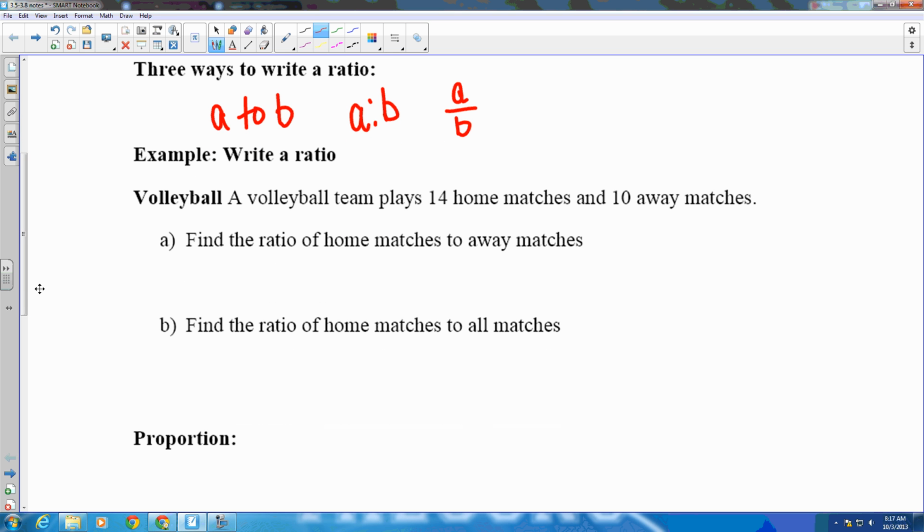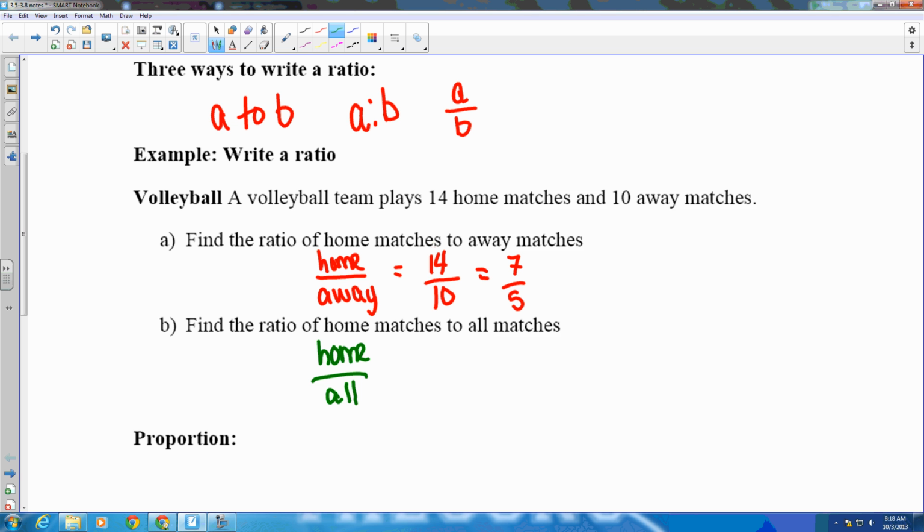A volleyball team plays 14 home matches and 10 away. Find the ratio of home to away. So we know we have to have home on top and away on the bottom since home was mentioned first. Home to away, and then we can plug in everything where it belongs, 14 to 10, and we have to make sure to simplify or it is not correct. 7 to 5.